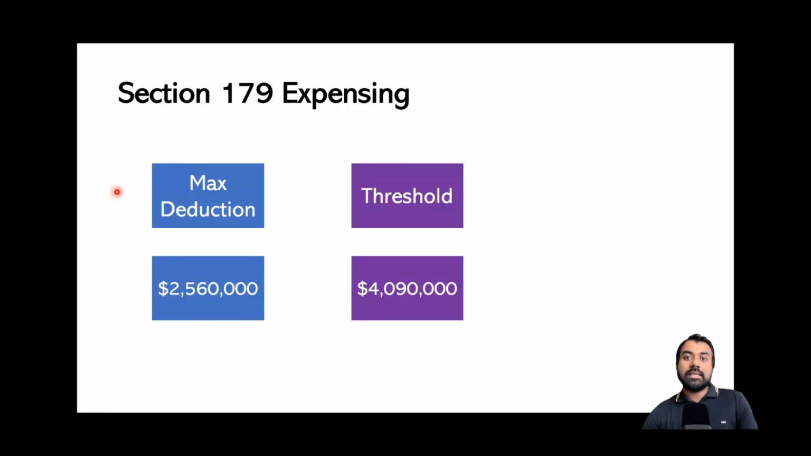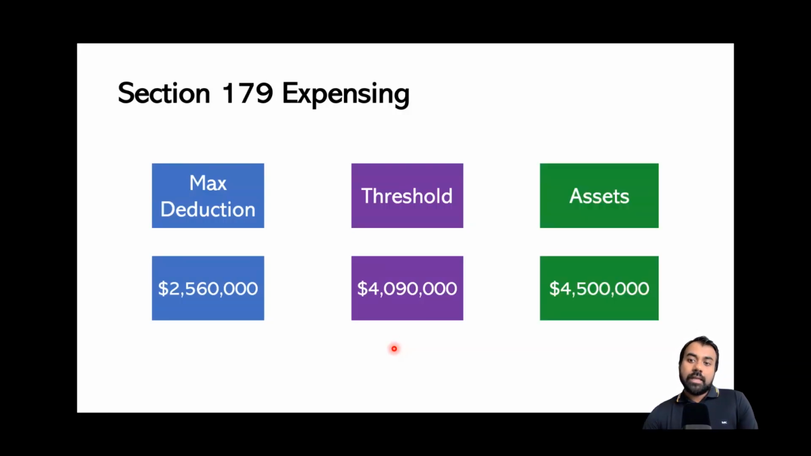The next thing is the threshold amount. That is, what's the value of all the assets that you have put into business in that particular tax year? And that threshold amount for tax year 2026 is 4,090,000. Again, that's a number that you'll have to memorize because this will not be provided to you during your CFP exam.